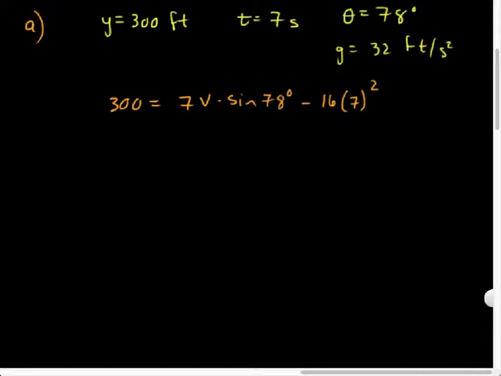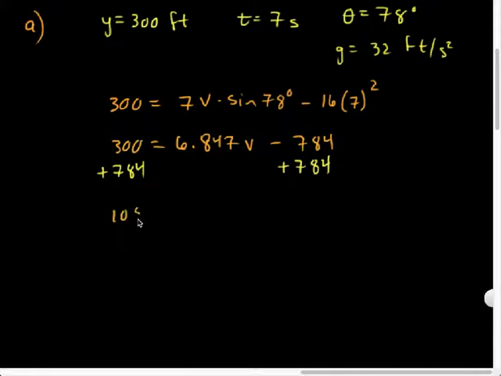So I'm just going to go through and solve this, my friends. We'll do a little math first. 300 equals, what's 7 times the sine of 78? That's 6.847 times my velocity, minus 16 times 49, or 7 squared, which is 784. So plug in what you know and solve for what you don't. It's called algebra. So here we go. 1084 equals 6.847 times the velocity. And then divide both sides by that 6.847.